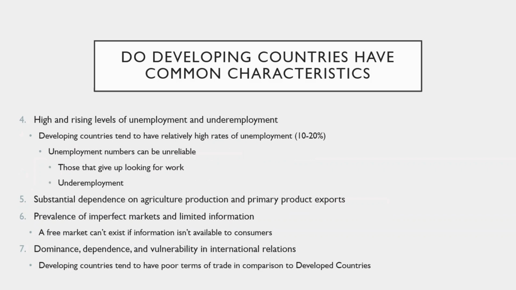Number 4 is high and rising levels of unemployment and underemployment. You do need to know what both those terms mean. Developing countries tend to have relatively high levels of unemployment and underemployment. Next one is substantial dependence on agricultural production and primary product exports. Number 6 is prevalence of imperfect markets and limited information. A free market can't exist if information isn't available to consumers. Number 7 is dominance and dependence and vulnerability to international relations. Developing countries tend to have poor terms of trade compared to developed countries.